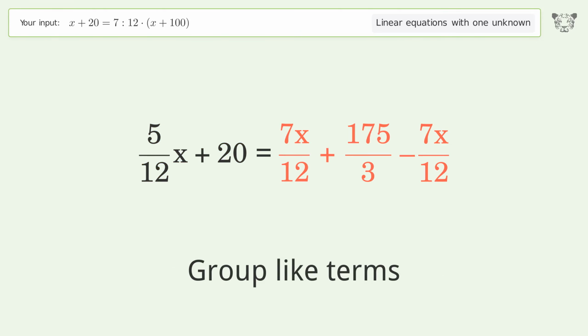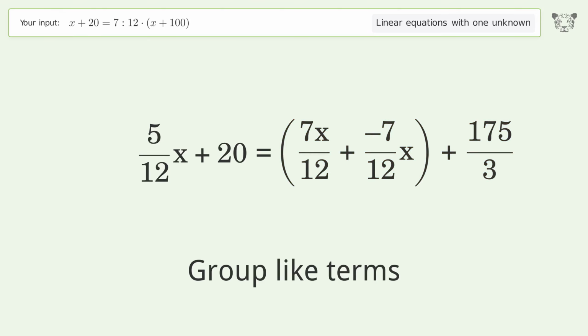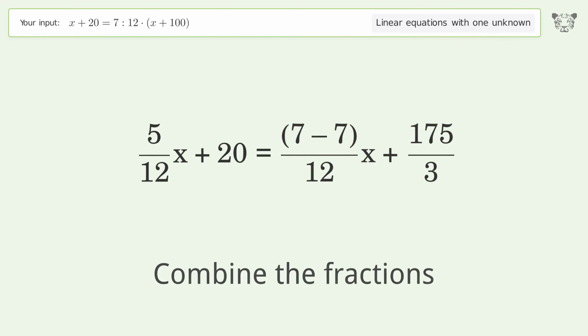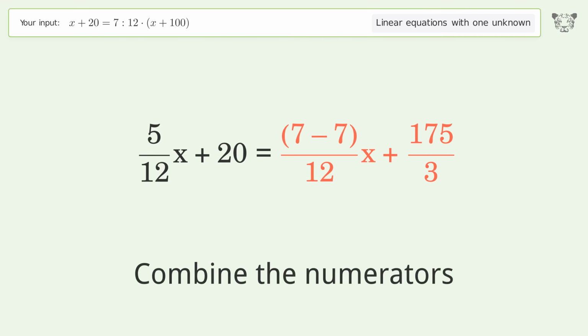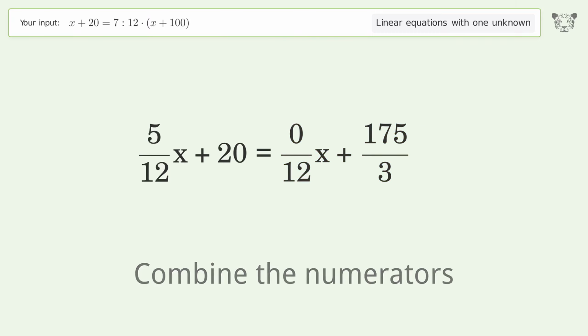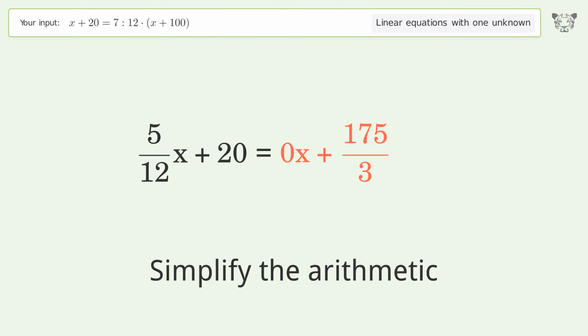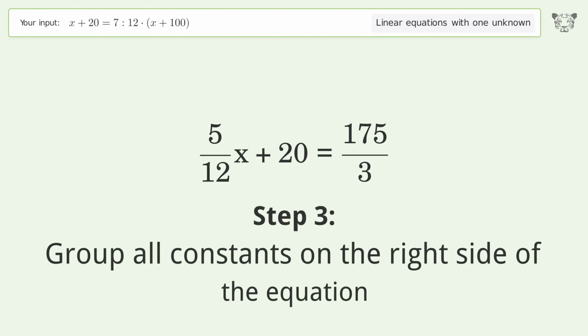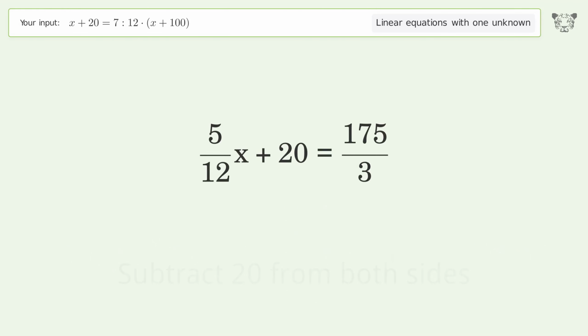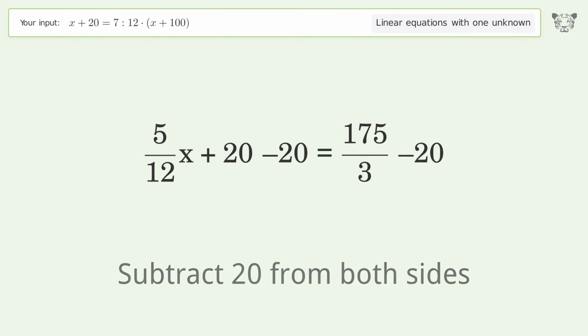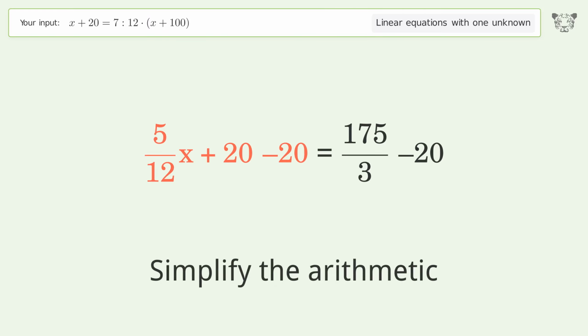Group like terms. Combine the fractions. Combine the numerators. Reduce the zero numerator. Simplify the arithmetic. Group all constants on the right side of the equation. Subtract 20 from both sides. Simplify the arithmetic.